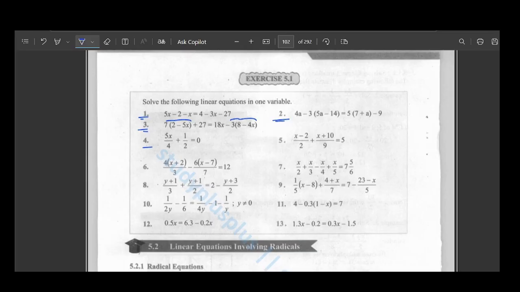Now let's move on to question number 4. Here we have 5x by 4 added with 1 by 2, and this is equal to 0. So what will happen first? We will try to make the denominator same. So by taking the LCM of 4 and 2, we find that 2 is common here. So 1 by 2 will be multiplied by 2 by 2 in order to make the denominator equal, and then we will just proceed with the expression.